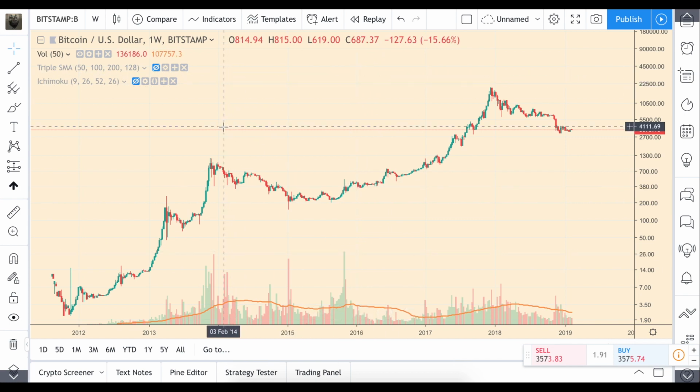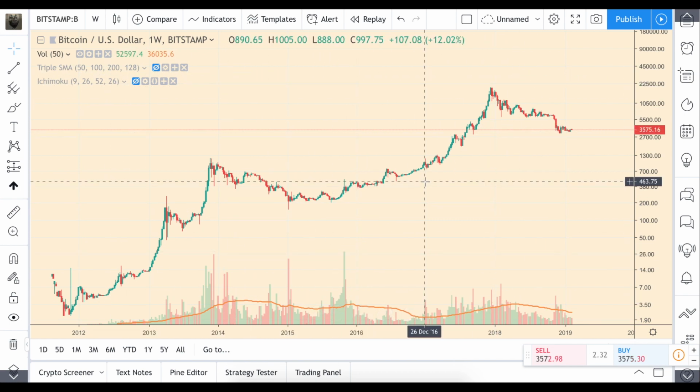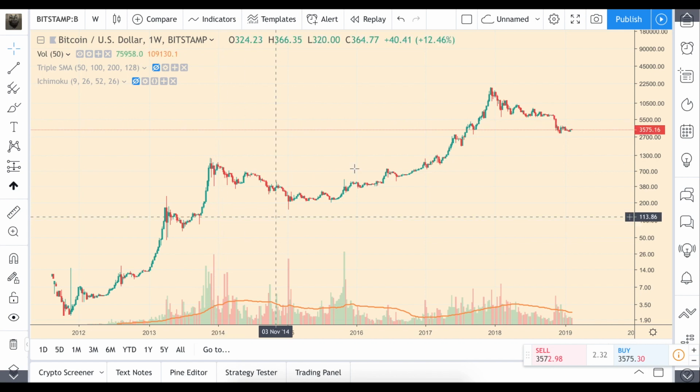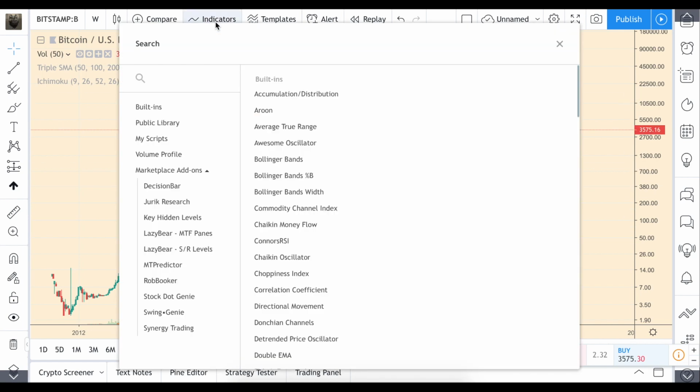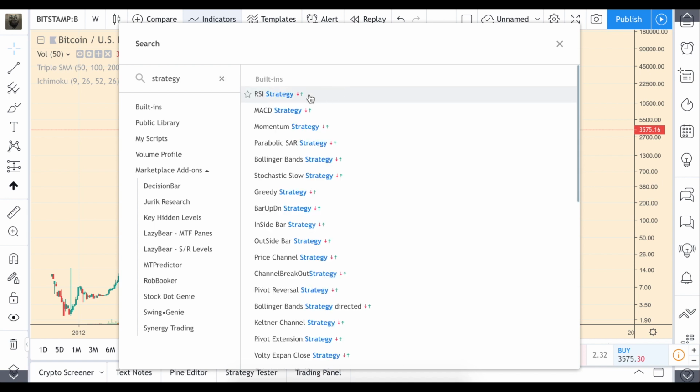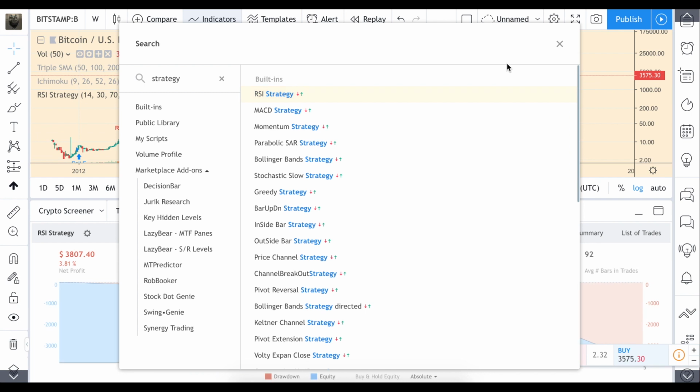So in order to see that, we can backtrack the history of Bitcoin and see how you would perform if you use those indicators. In TradingView, there is such a thing as a strategy, and it basically gives you the option to see how trading on a certain indicator performs. So RSI, for example, MACD, etc. We'll use the most widely used ones here and see how they look.